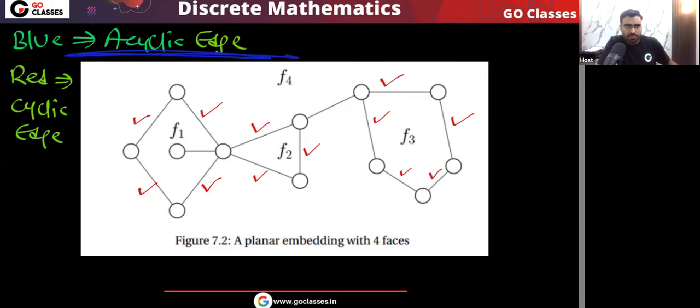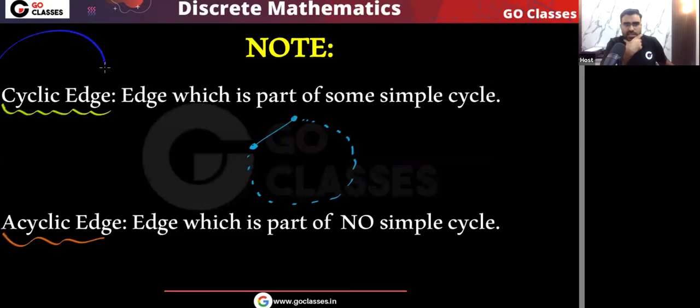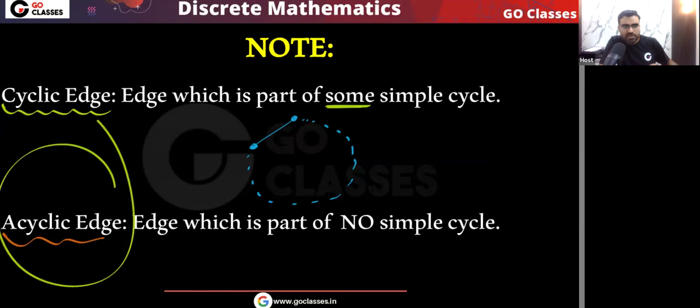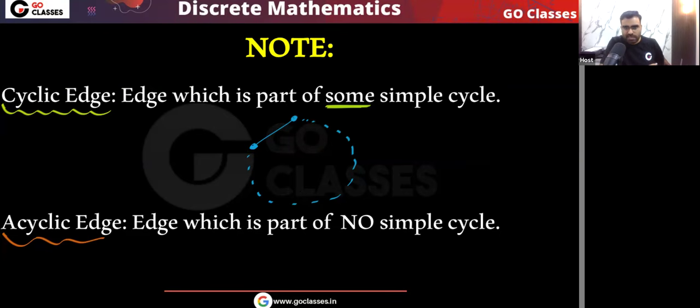Or I can say acyclic edges, which are not part of any simple cycle. You can see this is an acyclic edge. You can see this is an acyclic edge. Okay, is this clear? What are cyclic edges? What are non-cyclic edges? Cyclic means an edge which is part of some simple cycle. An edge which is part of some simple cycle is a cyclic edge. Similarly, an acyclic edge means one which is not part of any simple cycle.